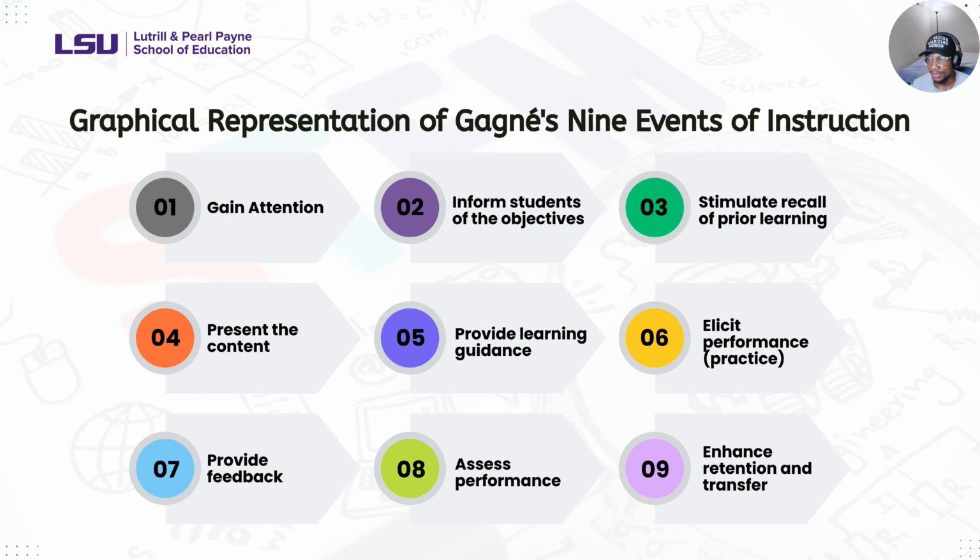This is the graphical representation of Gagné's 9 events of instruction. The first one is gain attention, inform students of the objectives, stimulate recall of prior learning, present the content, provide learning guidance, elicit performance, provide feedback, assess performance, and then lastly, enhance retention and transfer.